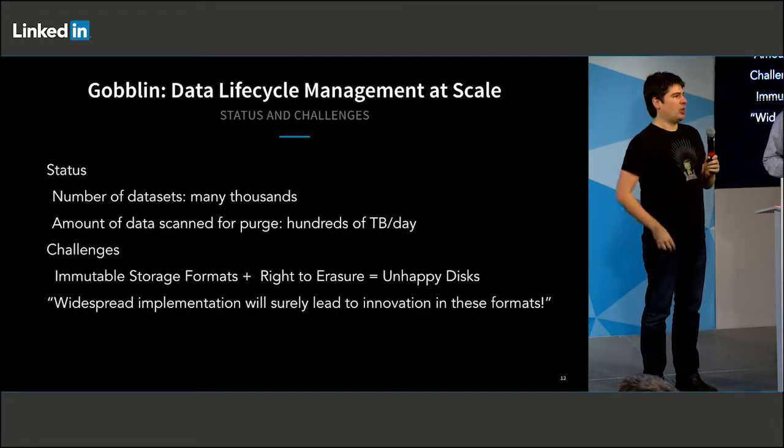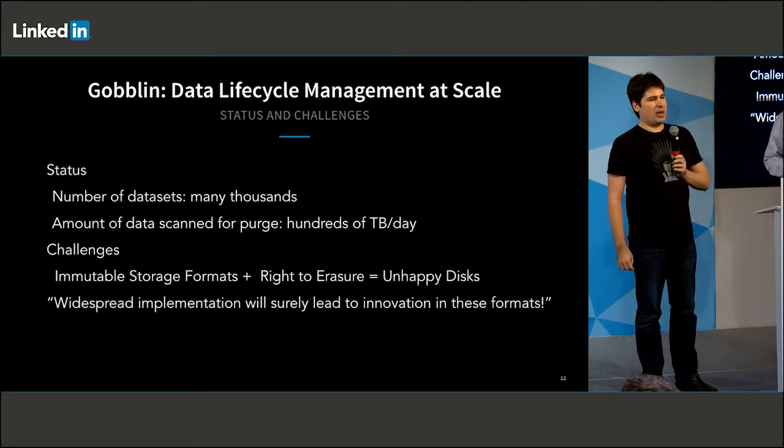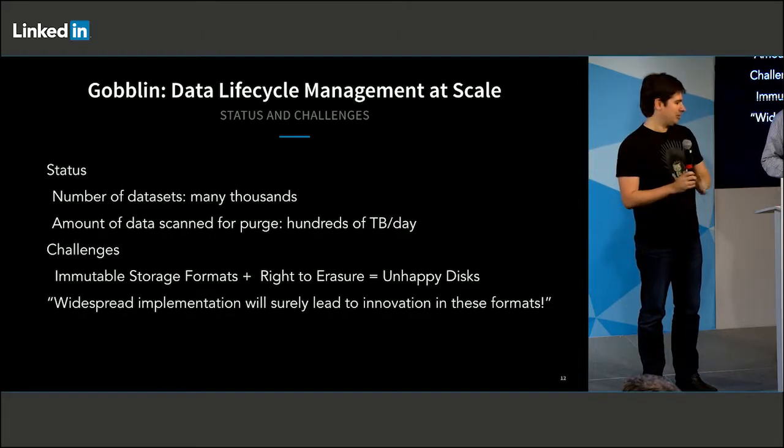But one of the problems we've had, and we have not figured out the solution, is that we have to scan over all of our data. We have probably hundreds of petabytes. We scan hundreds of terabytes a day, constantly reading a file in, purging it, and writing the file back out, and we know it's going to cost a lot of heavy disk I/O. I don't think we've figured out a solution to this problem yet, so if anybody has one, we'd love to take advantage of it.